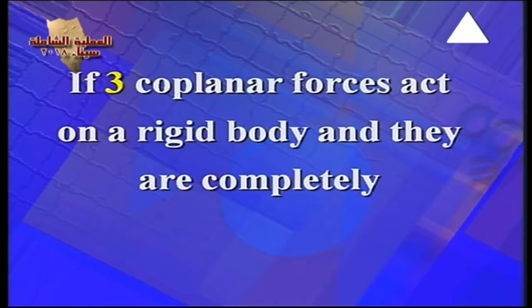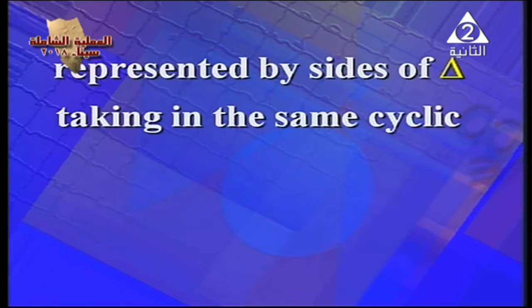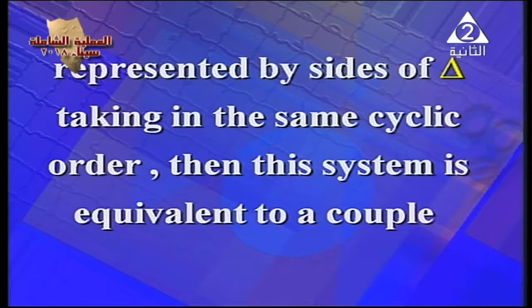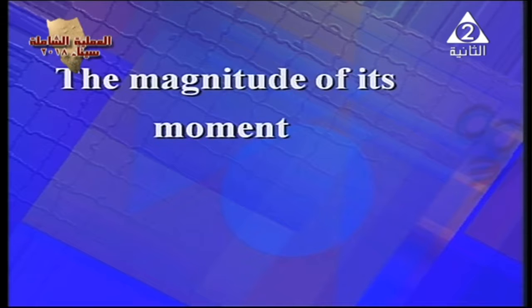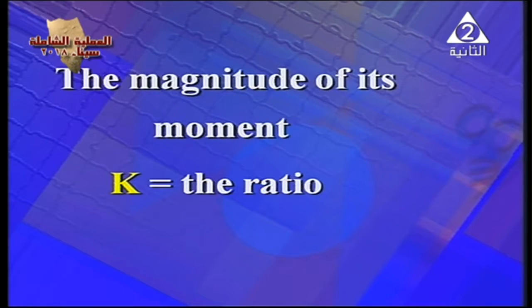Important rules. If three coplanar forces act on a rigid body and they are completely represented by the sides of a triangle taken in the same cyclic order, then the system is equivalent to a couple. The magnitude of each couple equals K, the ratio F over L.